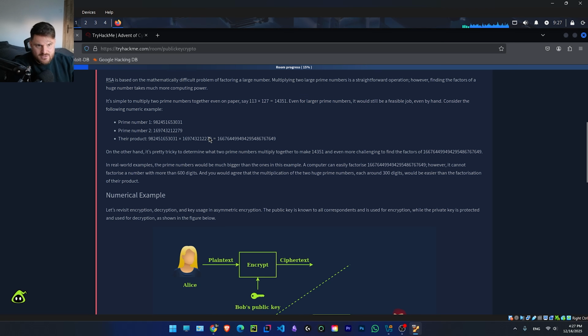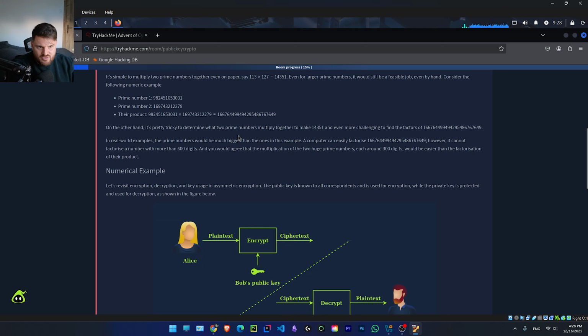It's simple to multiply two prime numbers together, even on paper. Say 113 and 127. 113 multiplied by 127 equals 14,351. Even for larger prime numbers, it would still be a feasible job, even by hand. Consider the following numeric example. Prime number 1 is this one, which is a huge number, and prime number 2 is again a huge prime number. Their product, the multiplication, is a huge number.